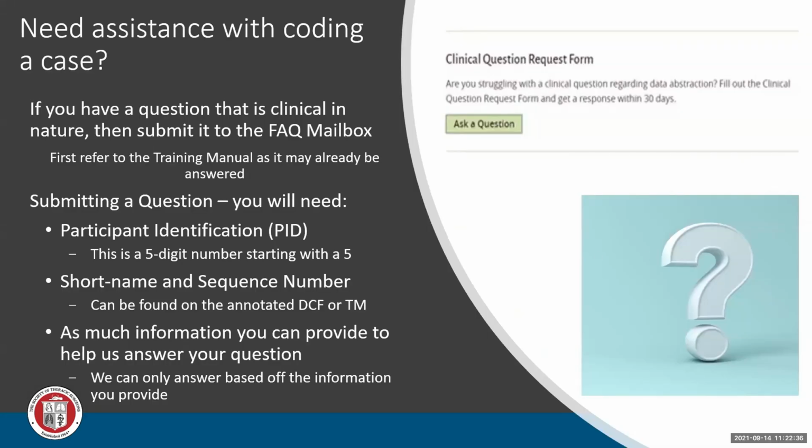Okay, so if you've gone through the specs and you've checked the training manual, but you still have a question you can't find the answer to, you can enter an FAQ or a clinical question, and that's available on the STS website. To do this, you will need to know your participant ID number, the short name, and the sequence number of the field. We talked about that a little bit earlier. And then we would like you to provide as much information as you can about the situation without giving us PHI, so that we can review as a group and weigh in. Okay, next slide.